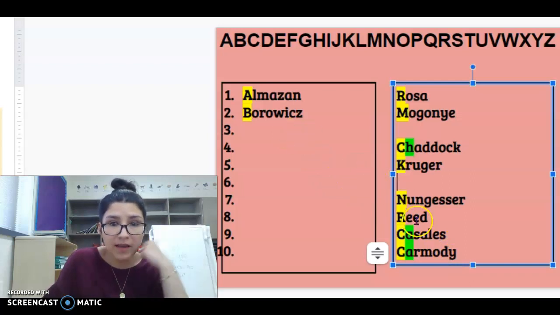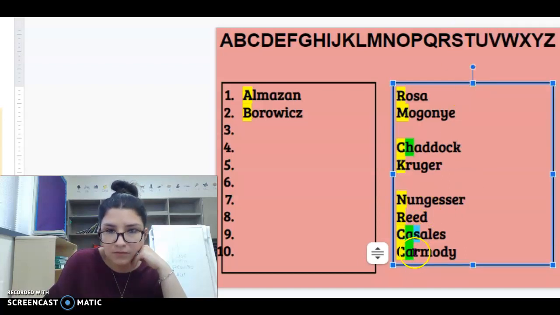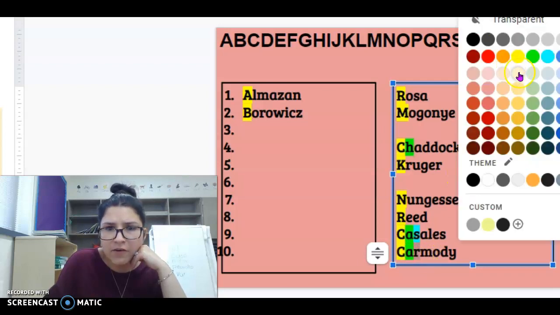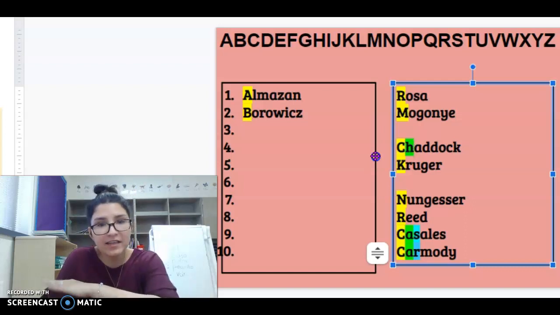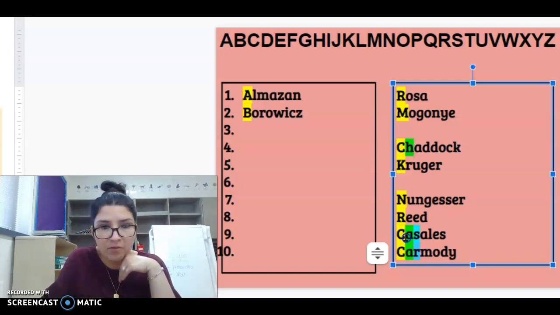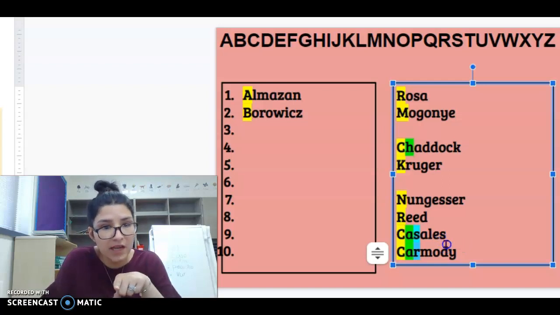We don't know yet. We have to go to the third letter now. We're going to use blue. All right, now, are we focusing on Chaddock anymore? No, we're not, because H comes after A, so that one's out of the list right now. We're just focusing on Casales and Carmody. We're trying to figure out which one's going to go next on our list.